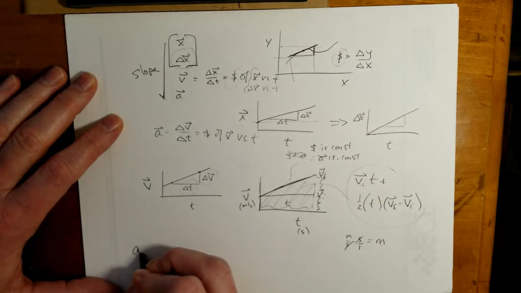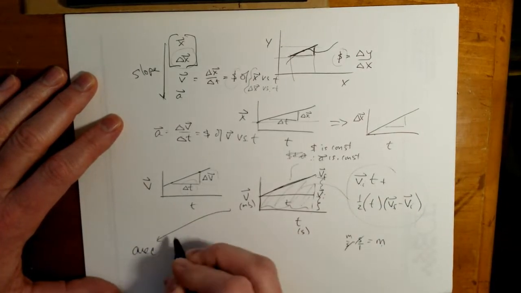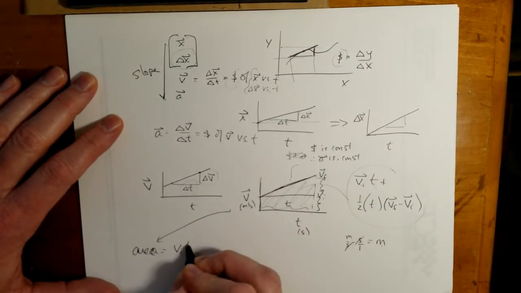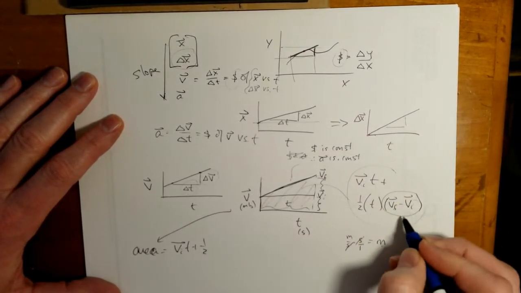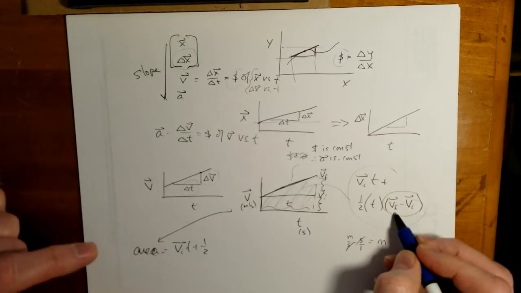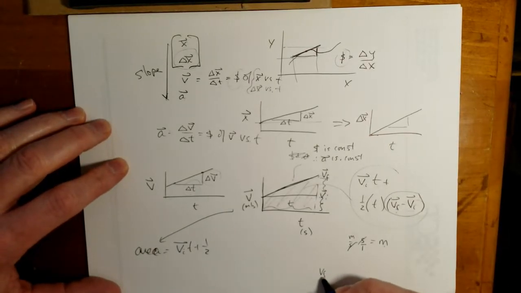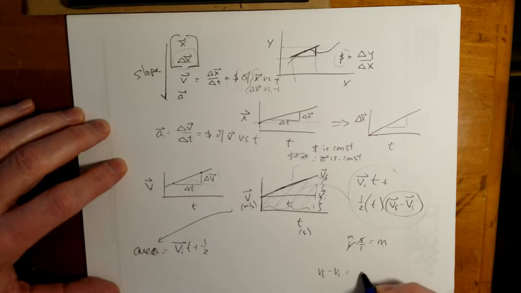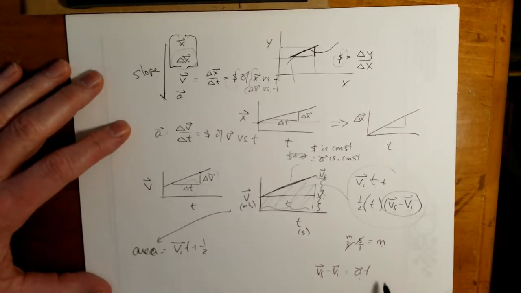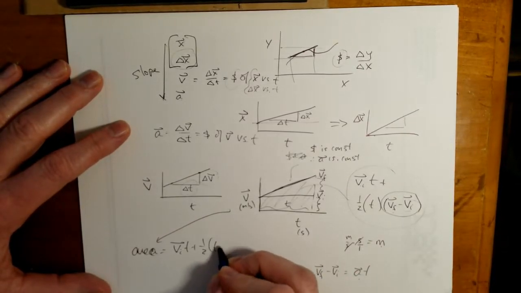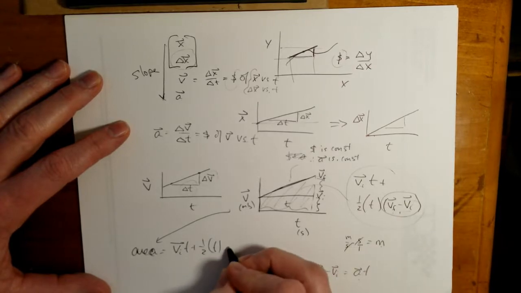So my area for this graph is vi times t plus 1/2, well, that times t. Well, let's think about it, I have constant acceleration, so vf minus vi is equal to a times t. If we divide both sides by time, we have basically the definition of acceleration. So time times, well, that's acceleration times time.